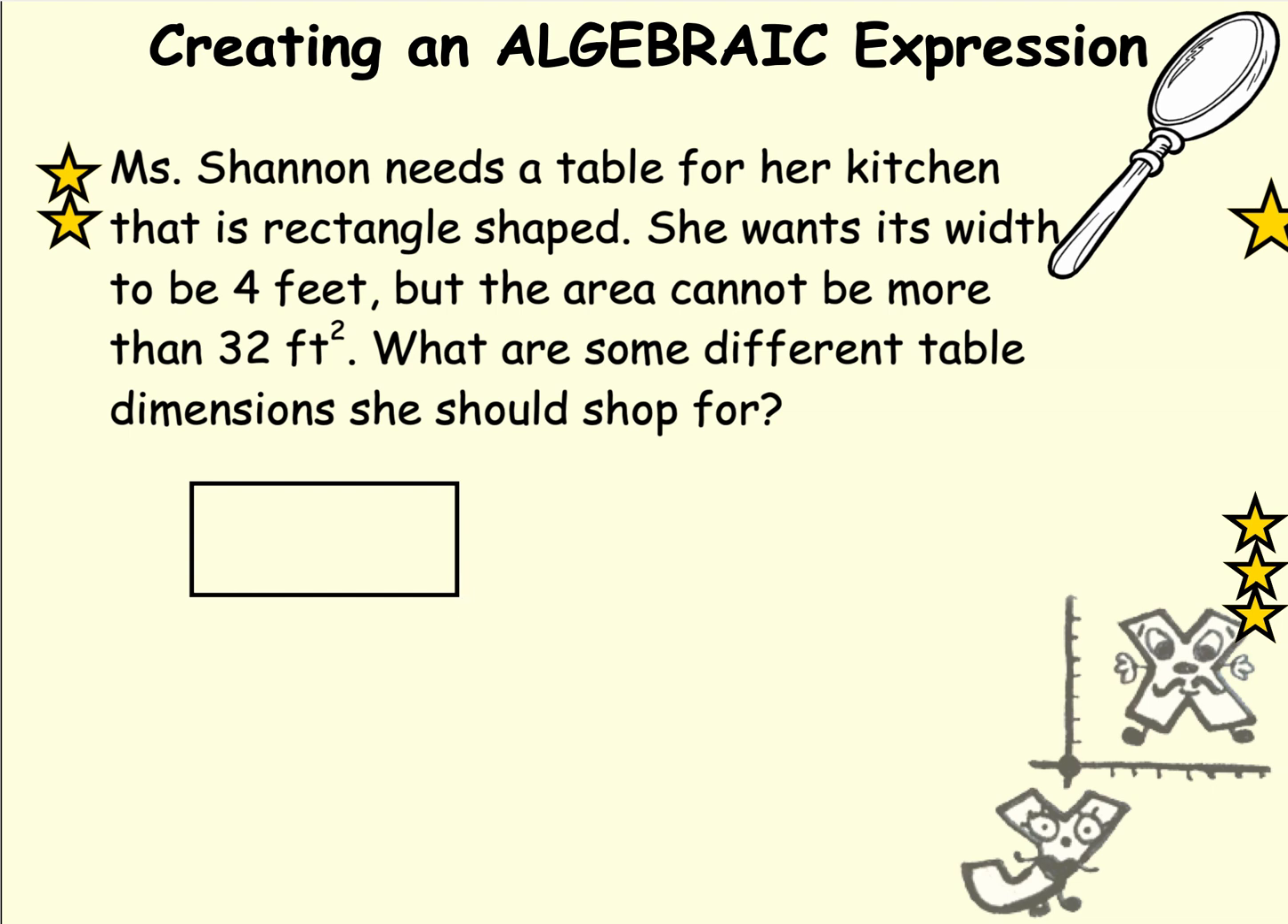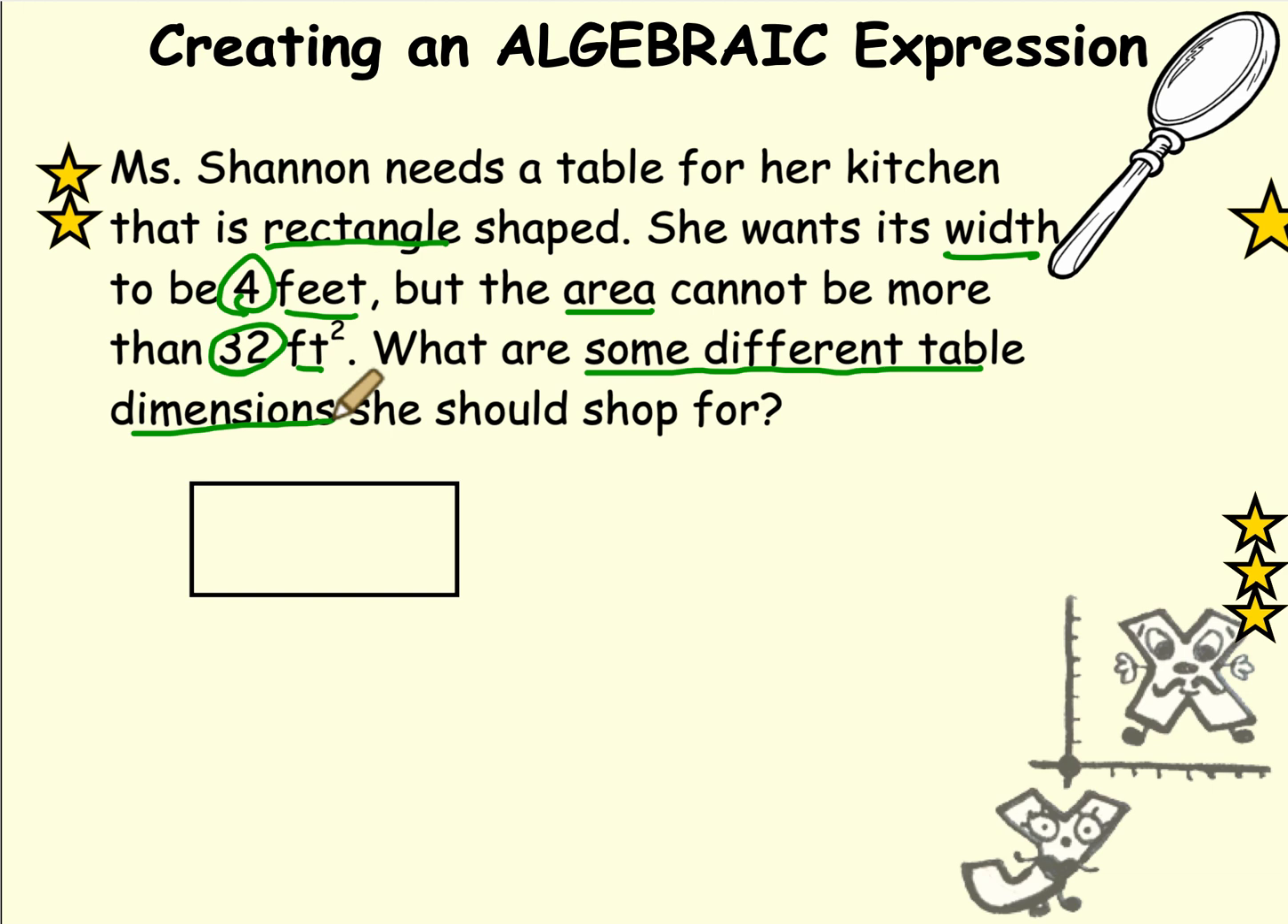So what do I know? Okay, it says the width is 4 feet, and it says the area is 32 square feet. And also very important, it's rectangle shaped. The question is asking us to figure out some different table dimensions. Remember, dimensions are the possible lengths and widths that we can use.